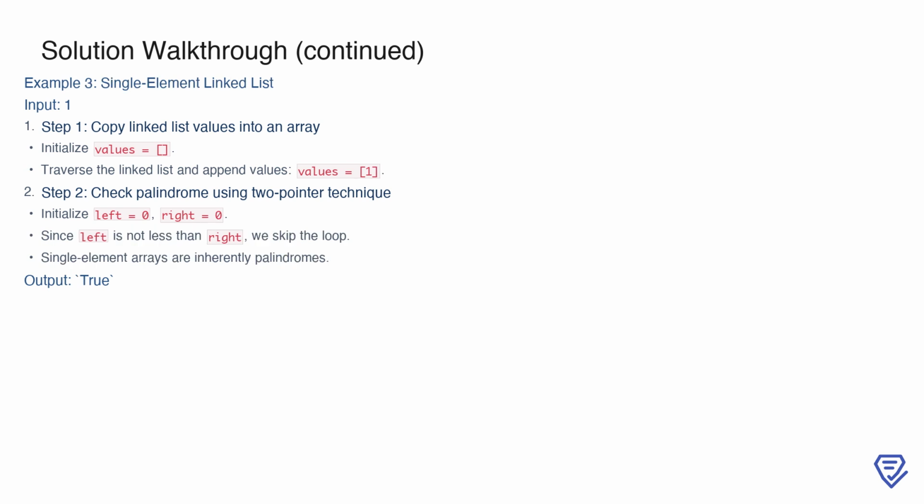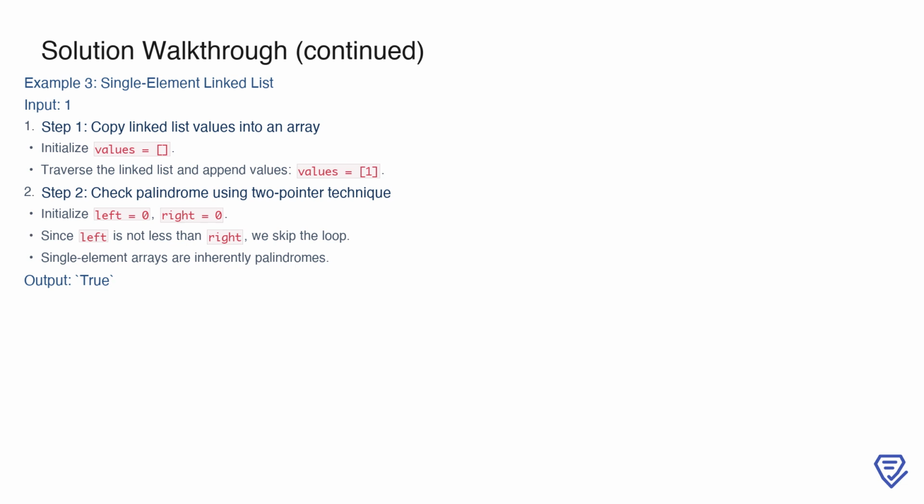In the case of a single-element linked list, such as the input 1, the process is straightforward. We first copy the linked list values into an array. Initializing values as an empty list, we traverse the linked list and append the single value 1, resulting in values equals 1. Next, we use the two-pointer technique to check for a palindrome.